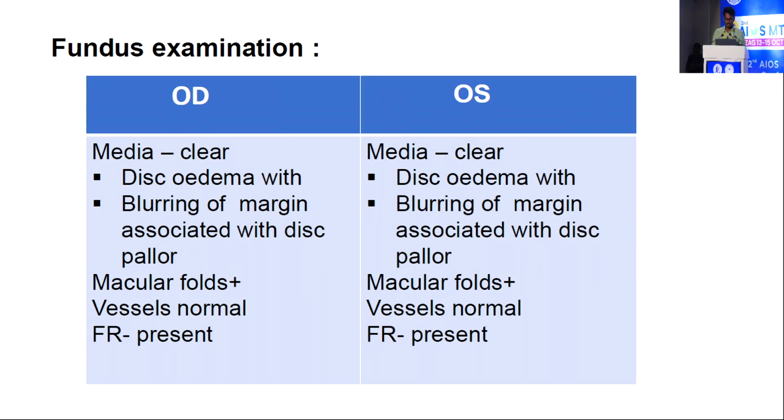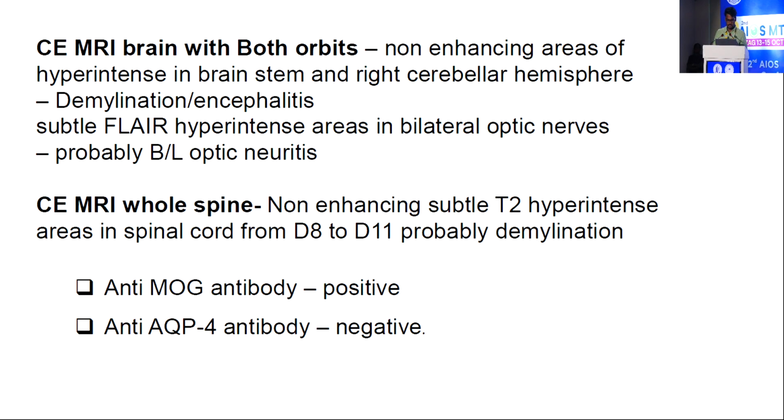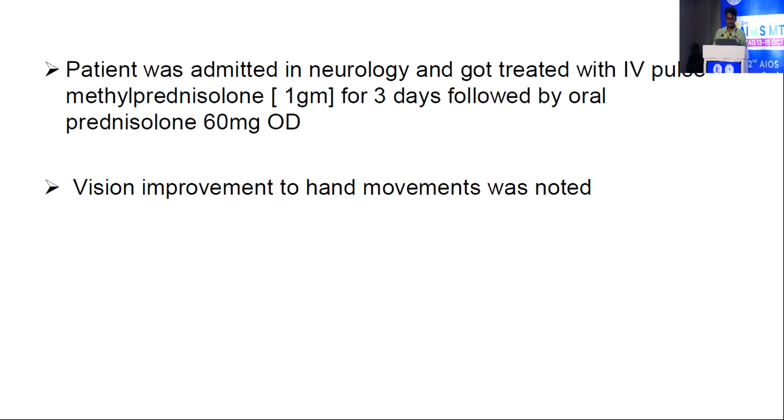Fundus examination in both eyes: disc edema with blurring of margin, with associated macular folds. Contrast enhanced MRI brain with both orbits showed demyelination or encephalitis. Contrast enhanced MRI whole spine showed non-enhancing subtle T2 hyperintense areas in spinal cord from D8 to D11, probably demyelination. Anti-MOG antibody positive and anti-aquaporin-4 antibody negative. Patient was also admitted in neurology ward and given the same treatment. Vision improvement to hand movement was noted.